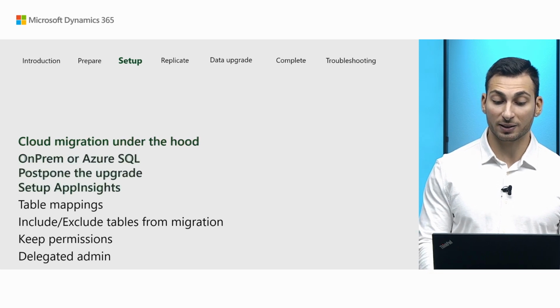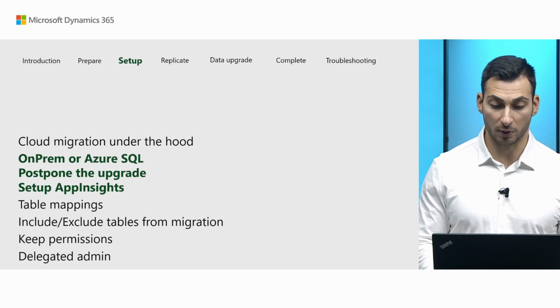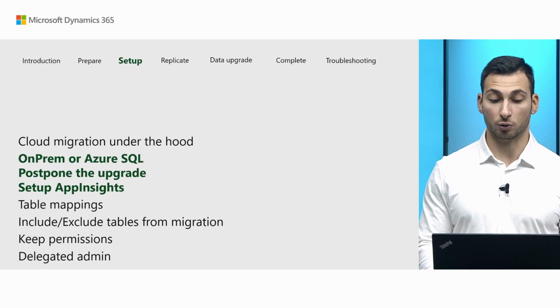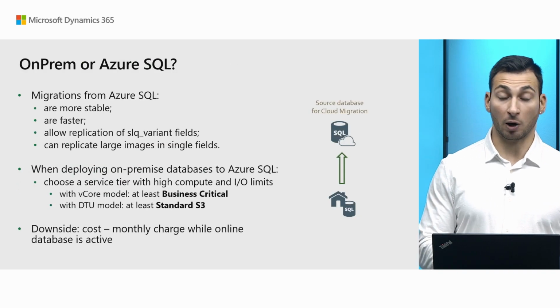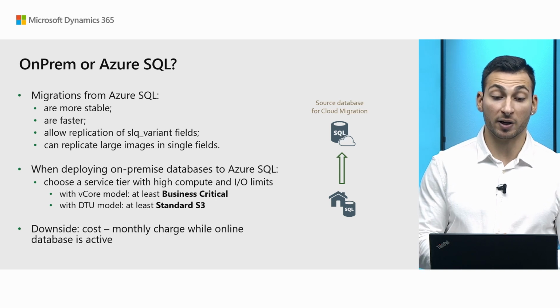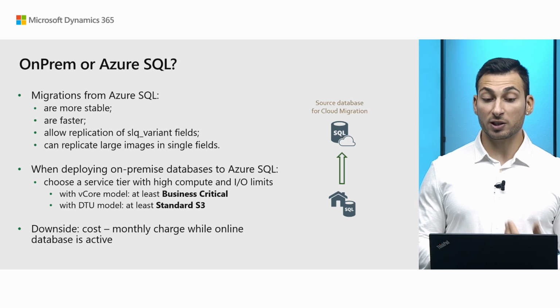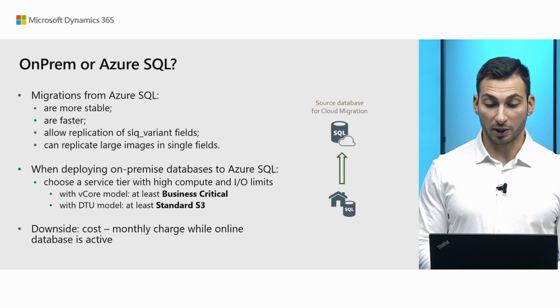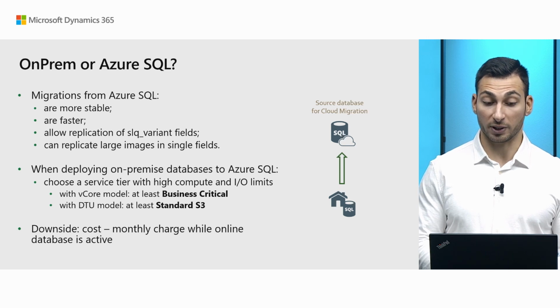We move on to the next step that can answer some common questions and a further setup that needs to be done before actually starting to replicate our data. So the very first thing is a common question: what is the best choice between migrating from an on-prem database or an Azure SQL database? Based on some very recent improvements that we have applied throughout the last year, we can safely claim that the migrations from Azure SQL are a very stable and fast way to replicate your data.